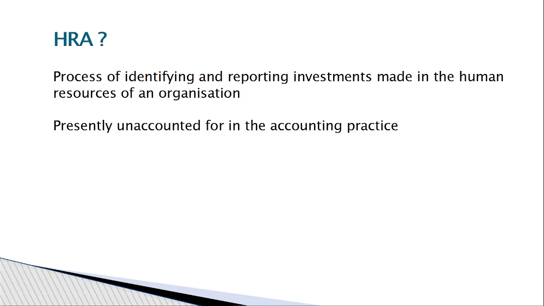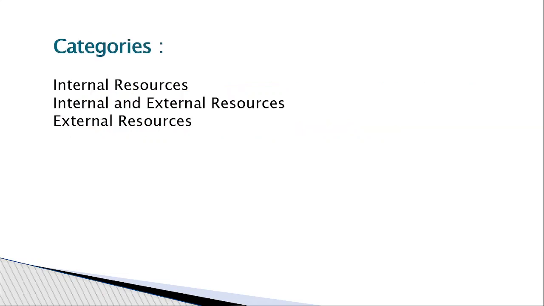Right now, human resources are unaccounted in accounting practice, but in future they want to include human resource in their balance sheets also. What are the categories of human resource? One is internal resource, second is internal and external resource, and third is external resource. Internal resource means all our employees, and some companies have internal and external resource. External means employees on contract.